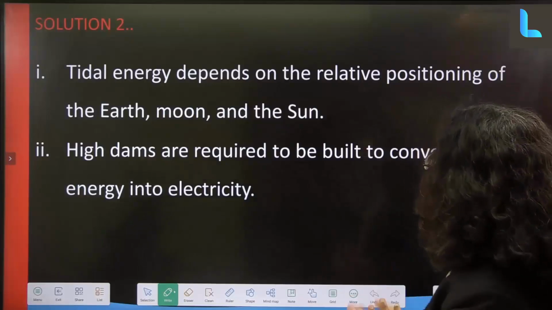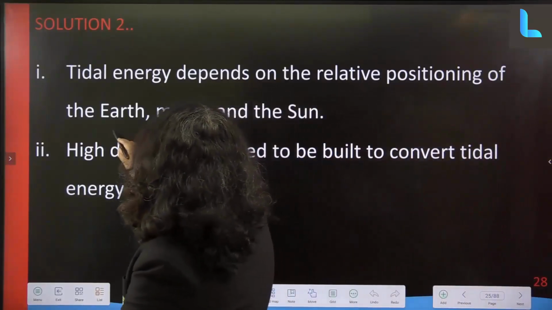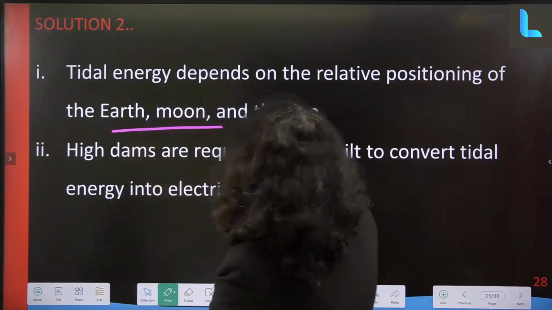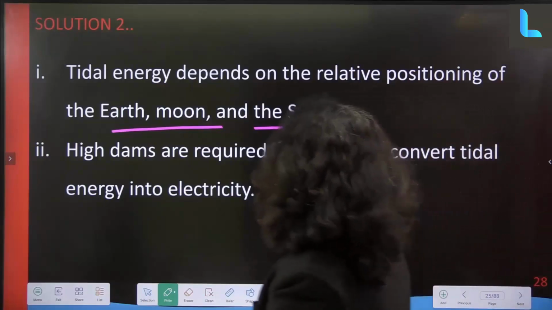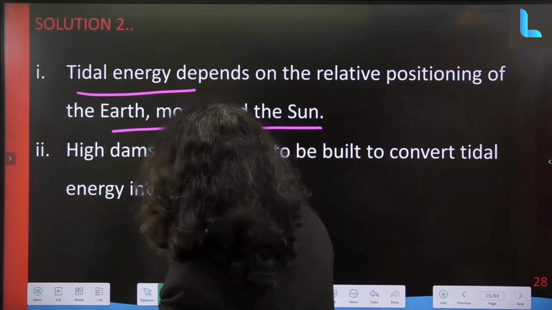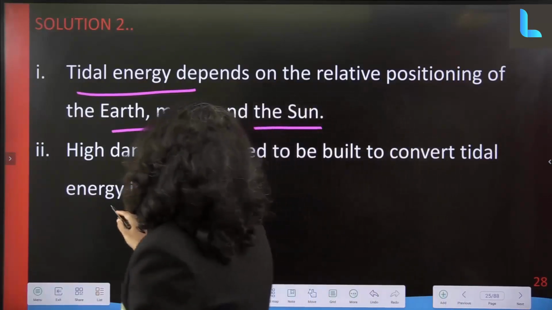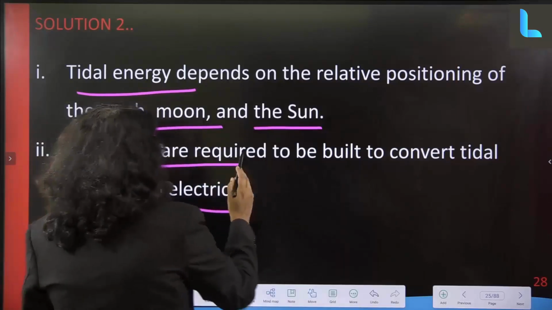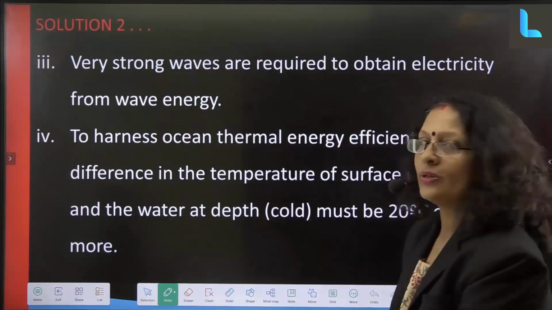First, tidal energy depends on the relative positioning of the earth and moon. Accordingly, with the earth, moon and sun aligned, only then will the tides come, and when high tides come, only then can that energy be trapped. So it is not every day. Then high dams are required to be built to convert tidal energy to electricity, which is also not always possible. So there are limitations for using this energy.